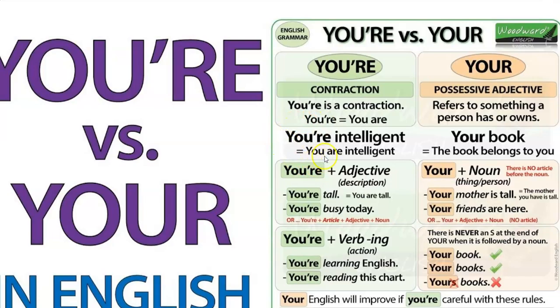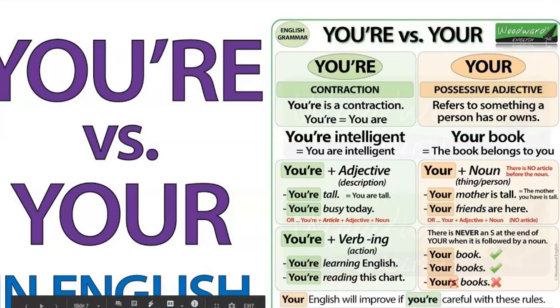You're intelligent. You are intelligent. This is you're plus an adjective. Okay, so here's the you're, and there's our adjective. You're tall. You are tall. You're busy today. You are busy today. Oops, sorry. Then it has you're plus a verb. It's an action. So this one is you're learning English. Learning is the verb. You are learning English. You're reading this chart. You are reading this chart. Reading is the verb. You're is the contraction of you are.